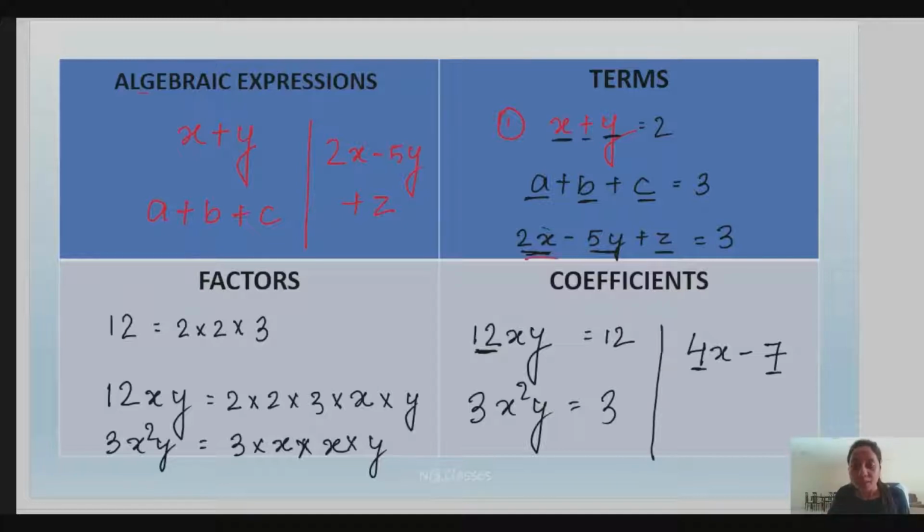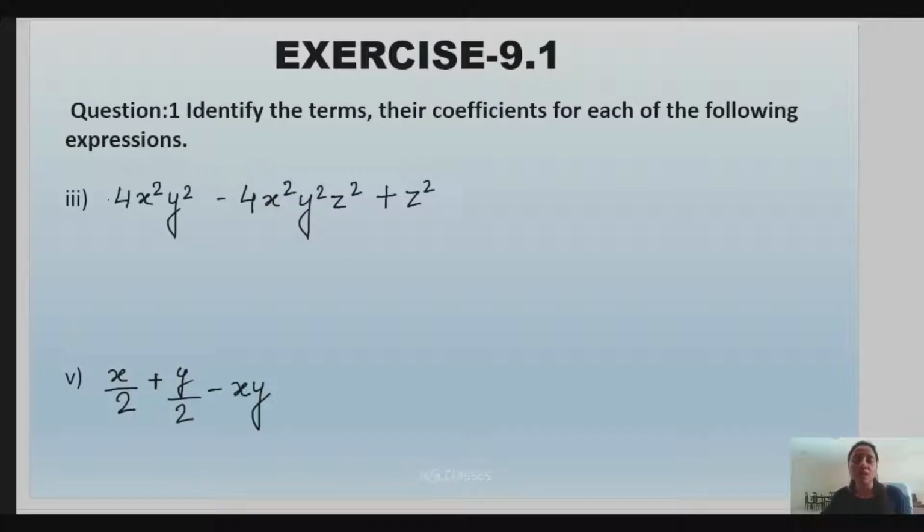So if I am writing this expression, 2x minus 5y plus z, here what are the coefficients? Coefficients are 2, negative 5, and here nothing is there, it means plus 1 is there. So this 2 is the coefficient, this minus 5 is the coefficient, and positive 1 will be the coefficient. Okay, and now we will solve some questions from NCERT. So our question is, identify the terms and their coefficients for each of the following expressions.